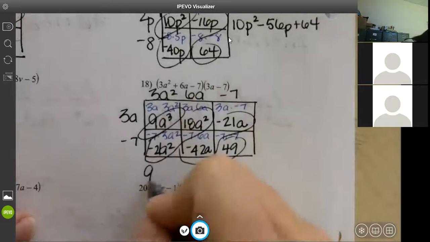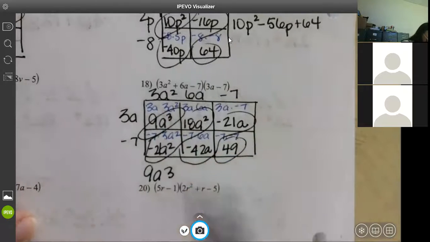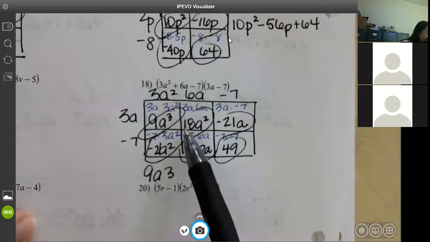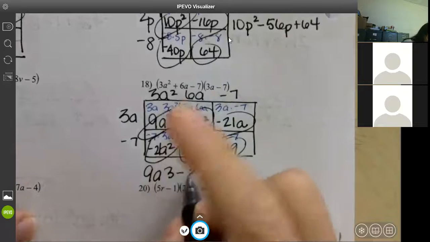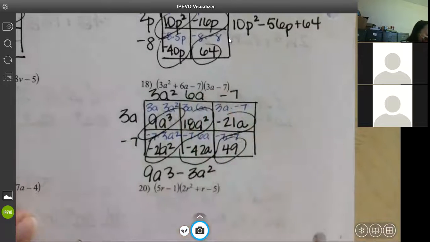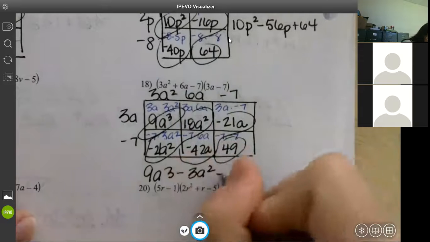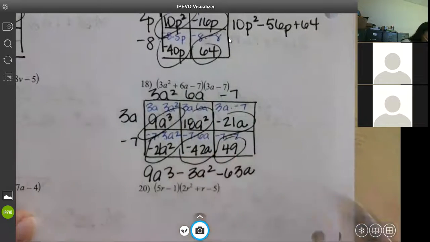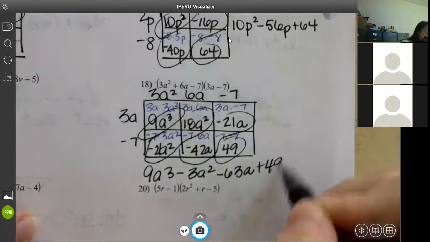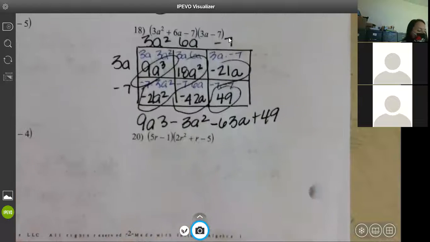We have 9a cubed in the first one. -21 plus 18 is -3a squared. -42 plus -21 is -63a, and then we have a 49 in the last box. Any questions? Same exact thing on the next one.